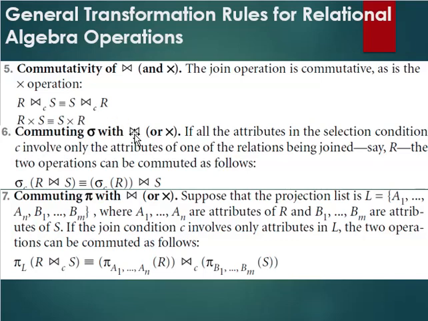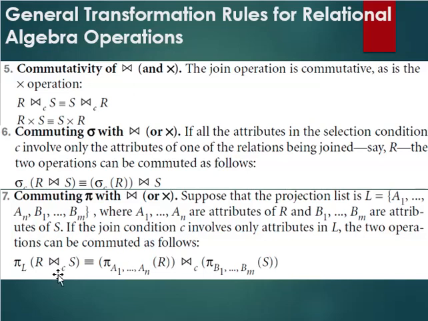Then commuting sigma with join. If all attributes in the selection condition C involve only the attributes of one of the relations, then here you can see firstly you join and then you do the select, with a condition C. And here firstly you do the sigma on R and then join with S. This can be done only if the condition C contains the attributes of R, not the attributes after joining R and S. Then only you can write sigma of R then join S.